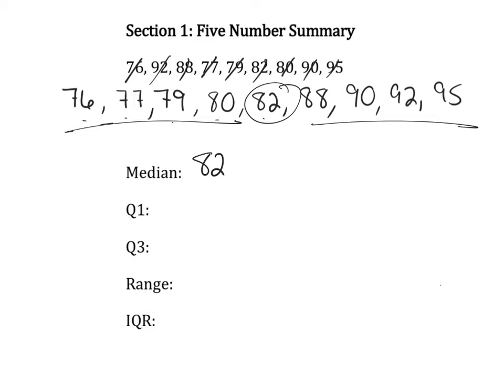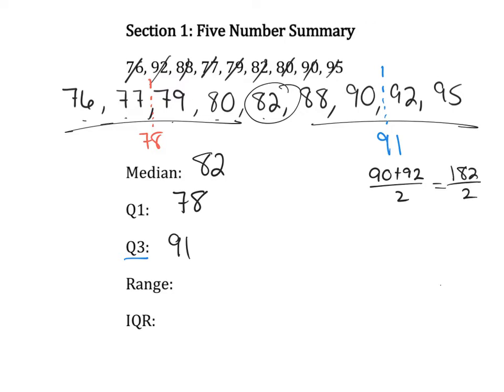Q1 is my lower quartile. So Q1 is going to be the median of this lower section, which would be a 78. And then our Q3 is going to be the median of the top section, which would be a 91. I'm doing these in my head, or I know that between 90 and 92 is 91. But remember, if you're not sure, just add them together. So 90 plus 92 is 182, and if I divide that by 2, that's where that 91 is coming from.